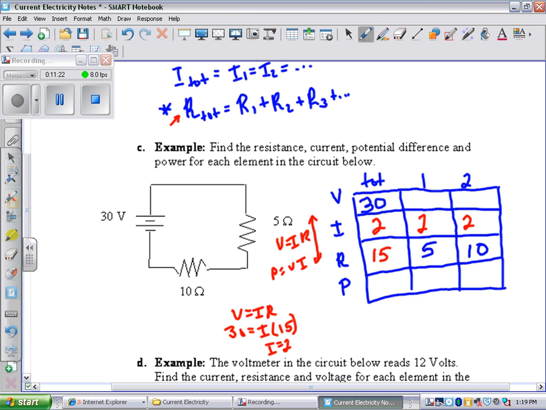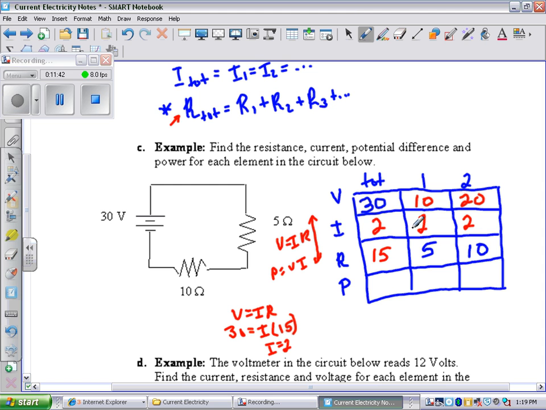Now I can fill out V1 and V2 because I know V equals I times R. So I of 2 times an R of 5 gives me a voltage of 10 for V1, and 2 times 10 gives me a voltage of 20 for V2. And there's always a nice little check. I know the voltages have to add. 10 plus 20 does add up to 30.